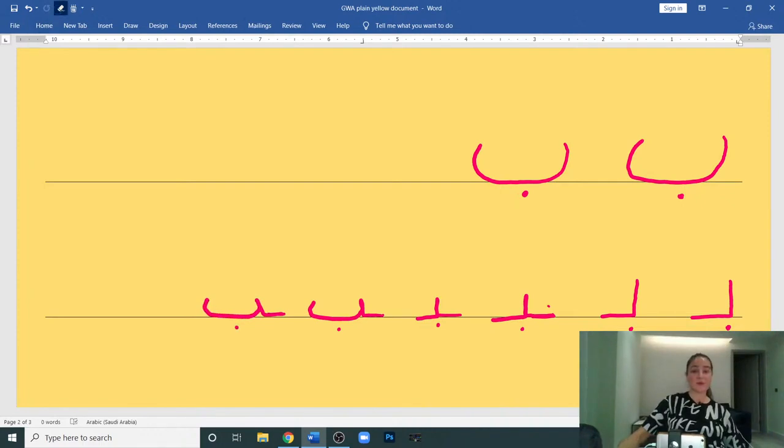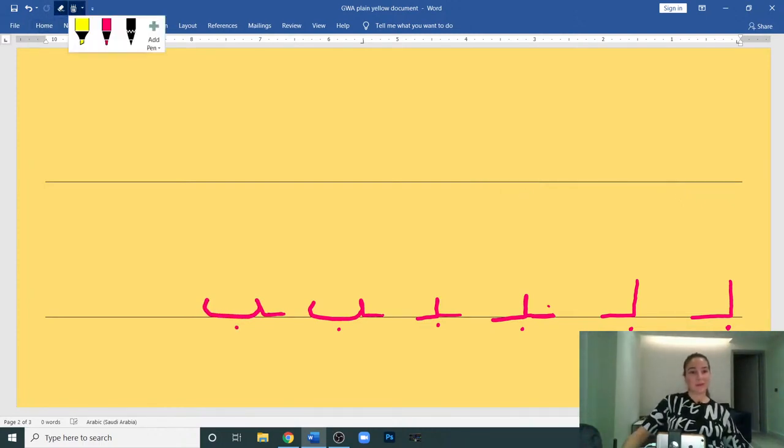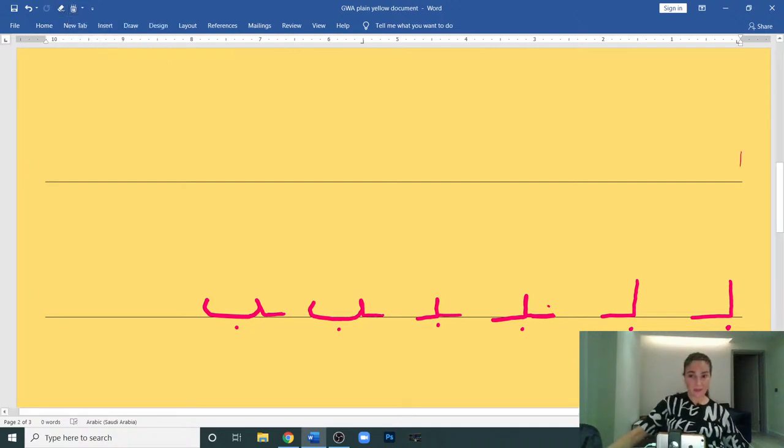So if we want to join them, I like to initially put them separately so that you guys can see it. So basically you can do the B when it's at the beginning of the word, plus the B when it's in the middle of the word, plus the B when it's at the end of the word.